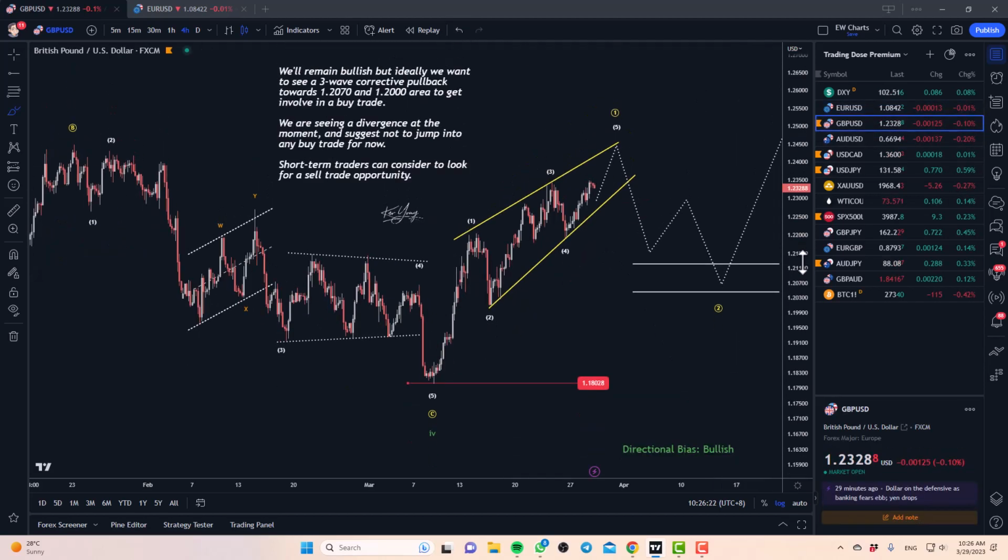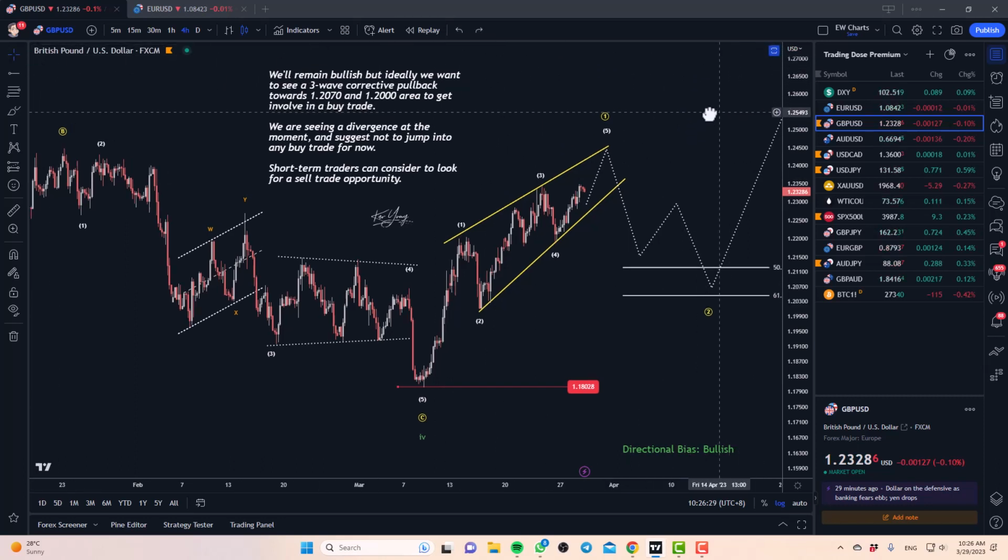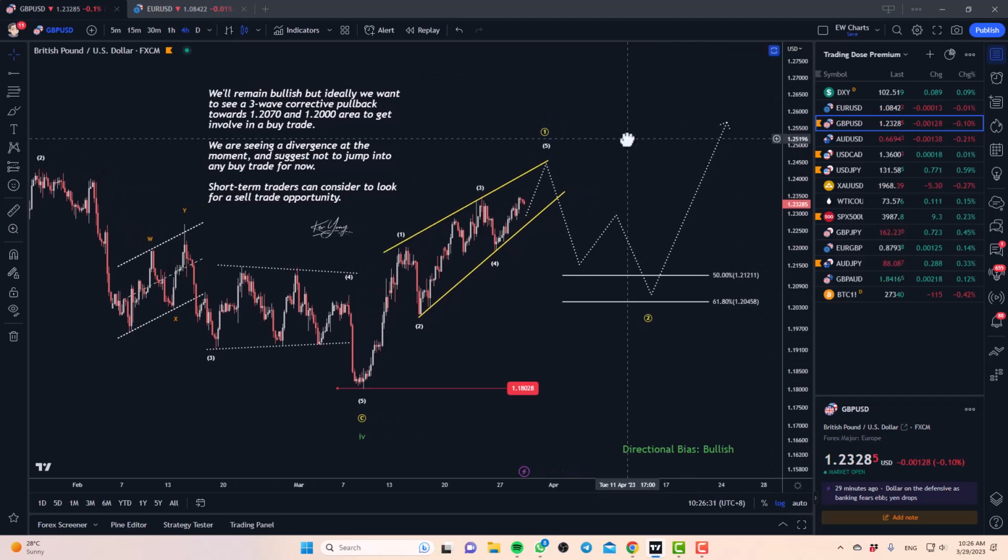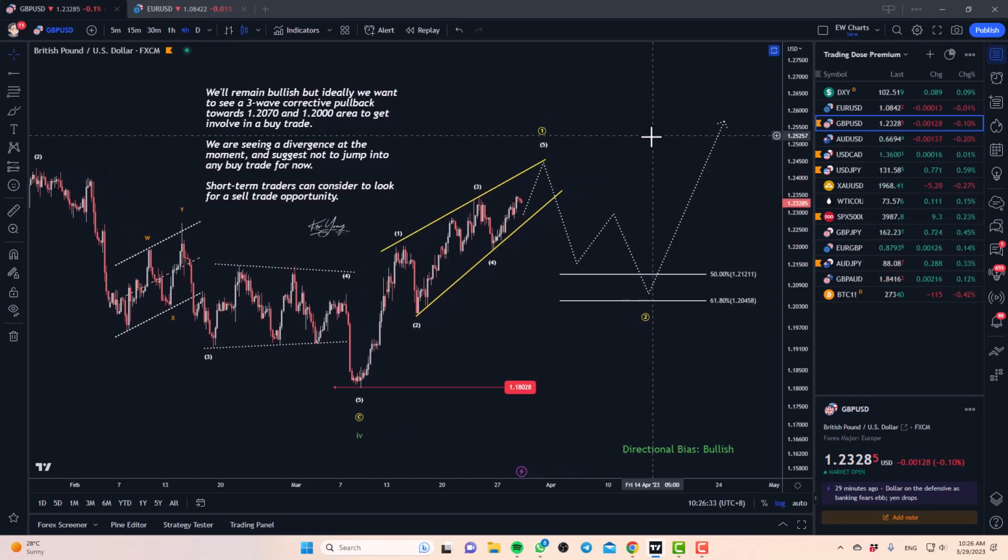Now for pound dollar, I think this is a very clear structure. The question is a matter of when. It's not a matter of how, or whether it will happen, because the probability of this is very, very high. It's just a matter of whether we are going to see a little bit more upside before that retracement, or are we going to see that retracement from here?